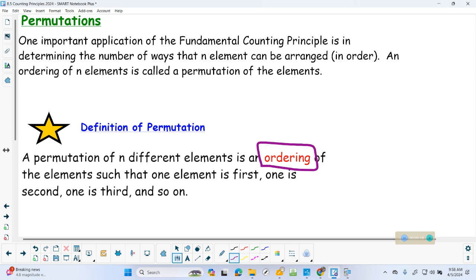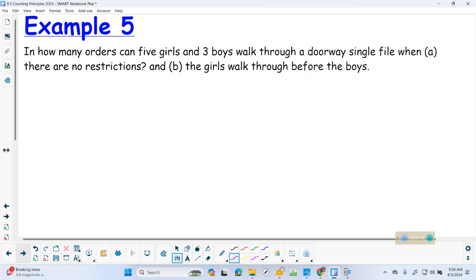One important application of this fundamental counting principle is the number of ways you can arrange something. Order. The top's not on your notes, that's just for dramatic emphasis. So anytime they're talking about order, it is a permutation, just for the record, because you are going to have to distinguish at some point whether it's permutation or combination. But for now, we're going to practice permutations.